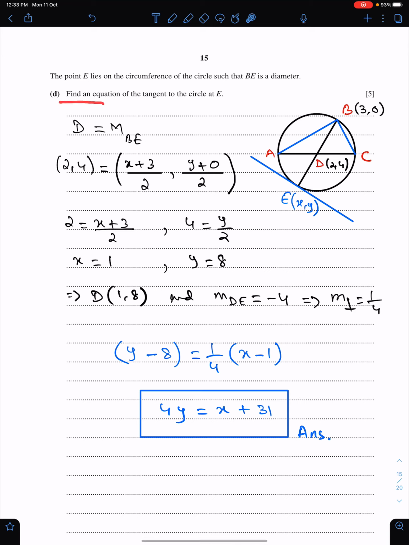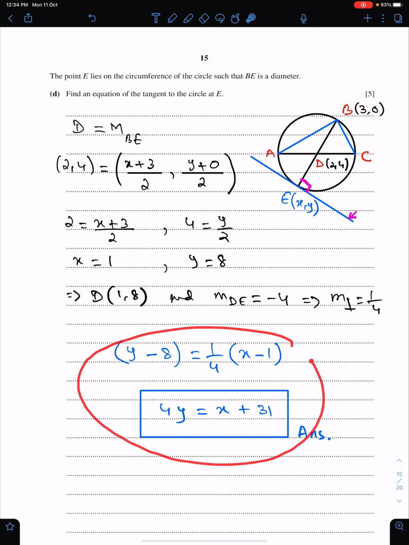Find an equation of the tangent to the circle at E. We need the equation of this line. For that we need the gradient of this line, DE, because this gradient will help us get the gradient of the tangent. This is the radius and the radius is always perpendicular to the tangent. So the gradient of DE is -4. Therefore the gradient of this tangent is 1/4.